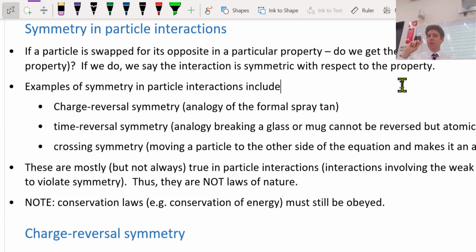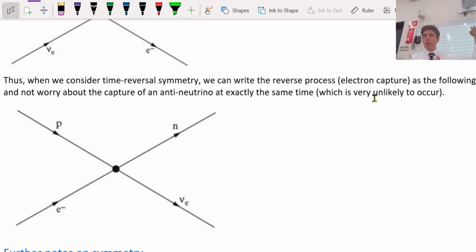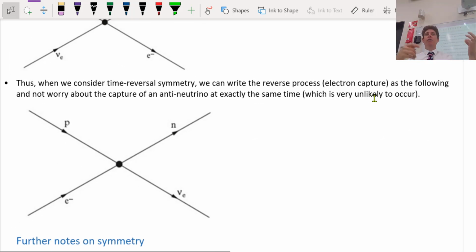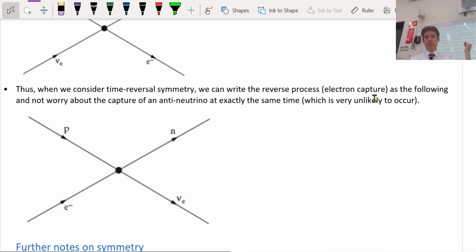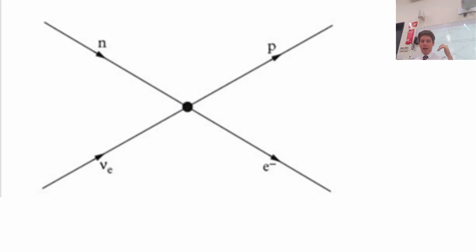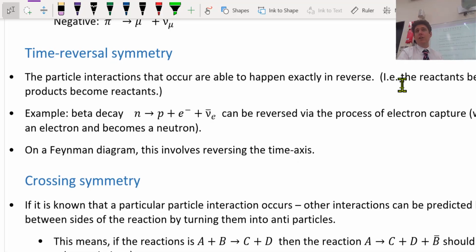You can reverse. So if you've got two things going in and two things going out, we can just swap them. The two things going out, we could put them in and get the two things that were going in the first time. Basically the p and the e over here, we swap with the n and the ν over here. So we could combine a neutron and an electron neutrino and create a proton and an electron. So this is the second type of symmetry.